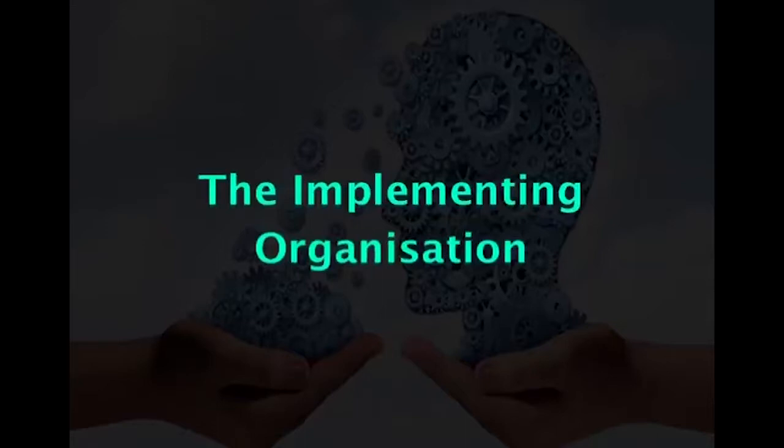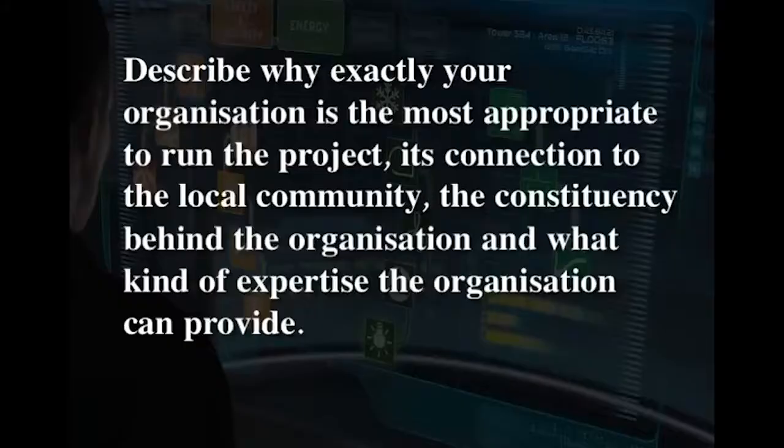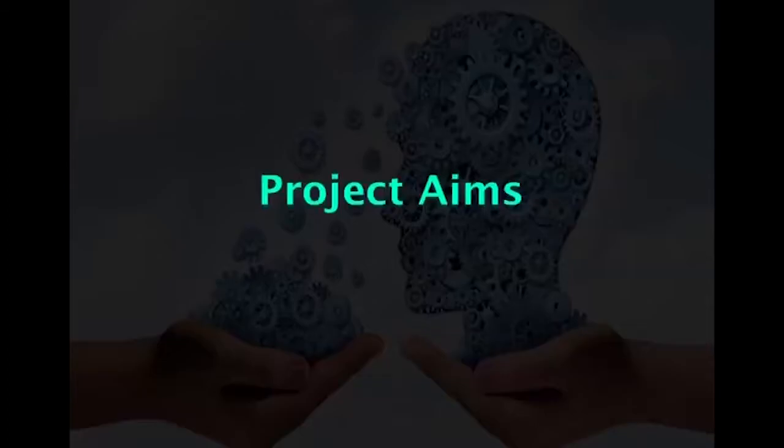The implementing organization. This section should describe the capabilities of your organization by referring to its capacity and previous project record. Describe why exactly your organization is the most appropriate to run the project, its connection to the local community, the constituency behind the organization, and what kind of expertise the organization can provide. If other partners are involved in implementation, provide some information on their capacity as well.